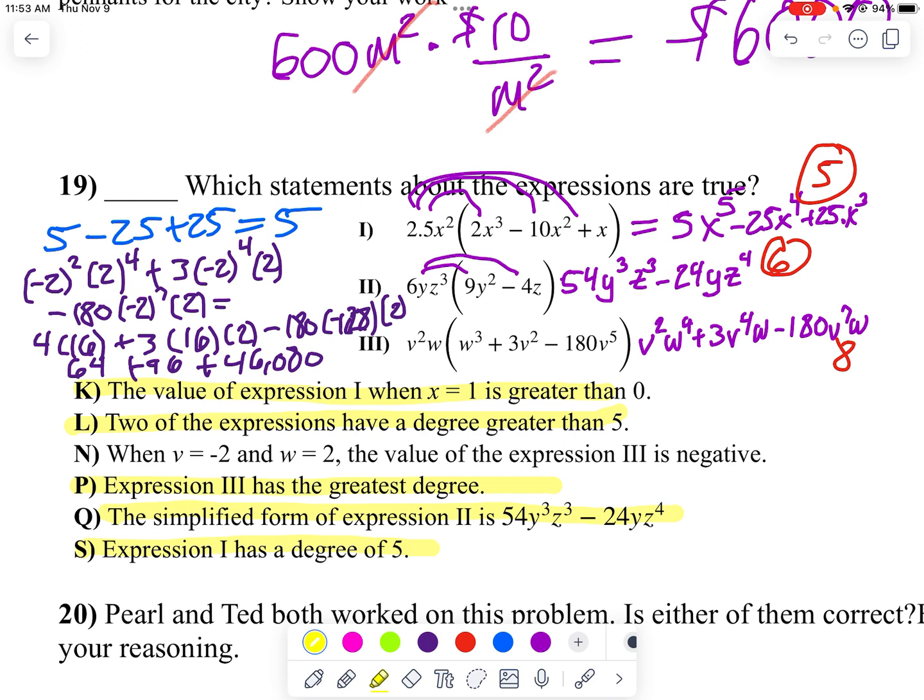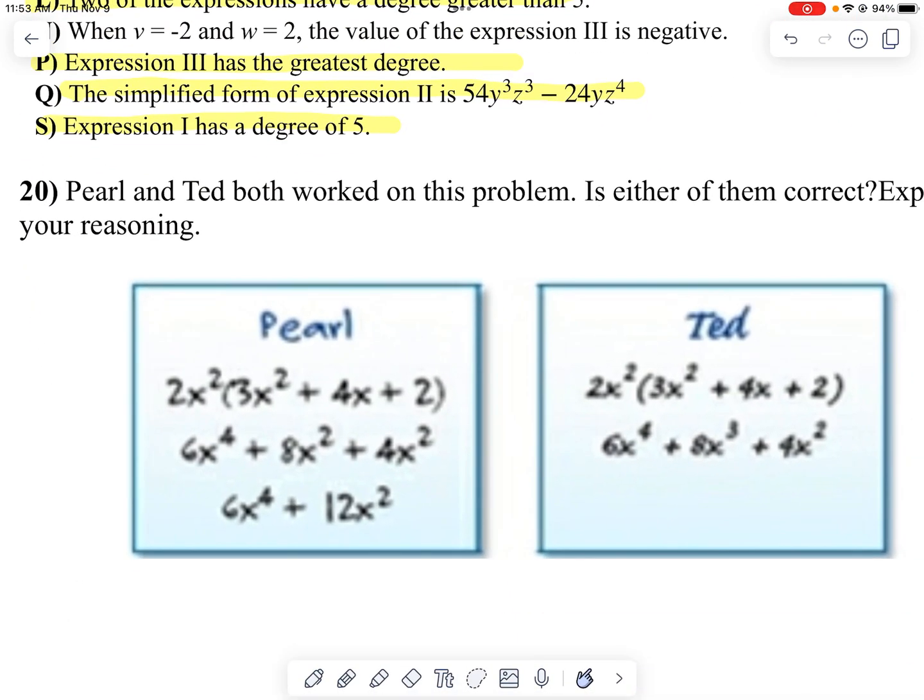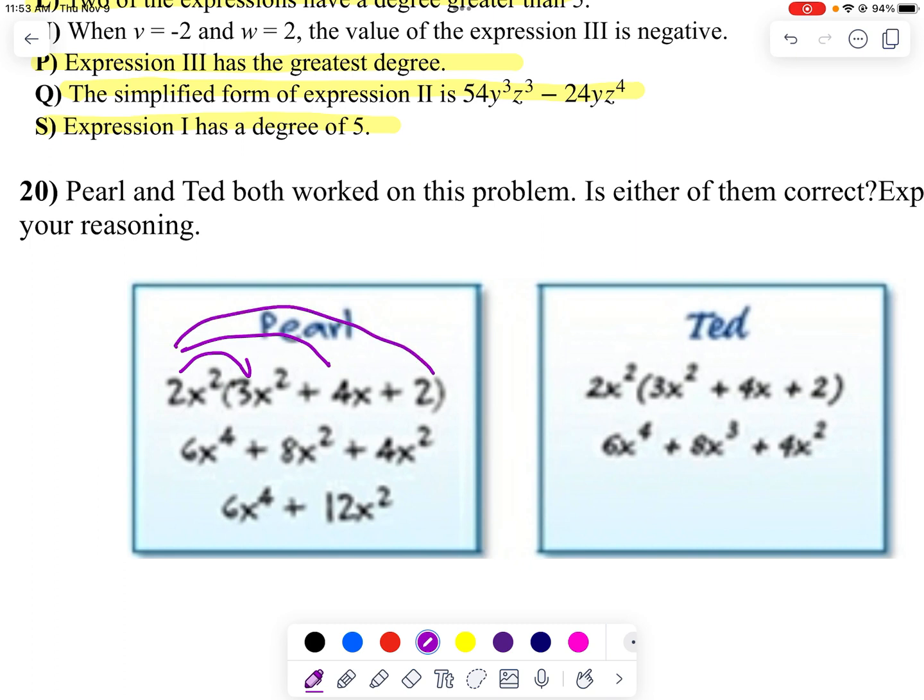Let's take a look at question 20. Pearl and Ted. Well, let's distribute for Pearl and see if Pearl is right. So if we take 2x squared times 3x squared, we get 6x to the 4th. 2x squared times 4x is 8x cubed. Oh, you see the problem there? Pearl is incorrect because the middle term is x squared. It should be x cubed.